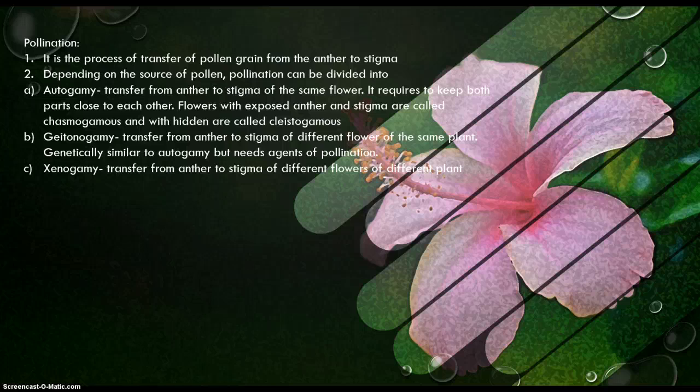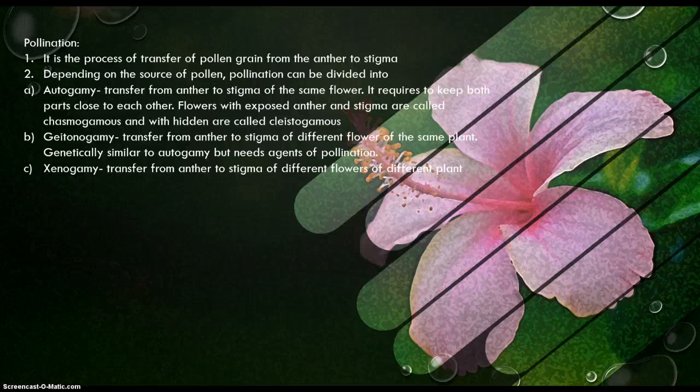To help this process, we need these parts to be close to each other. Sometimes the flowers expose their anthers and stigma. Such flowers are known as chasmogamous flowers. An example you can see is hibiscus. Sometimes they are hidden, which is known as cleistogamous. An example is viola. So in this case, the anther and the stigma are hidden, and they carry out autogamy inside themselves.